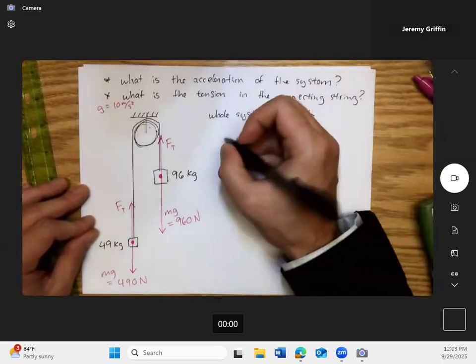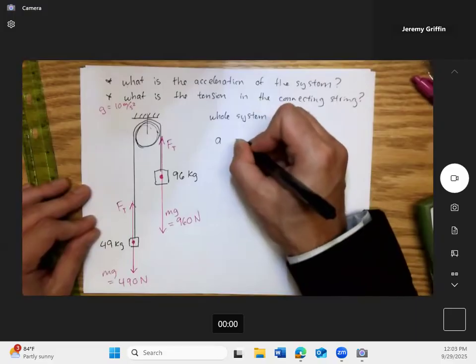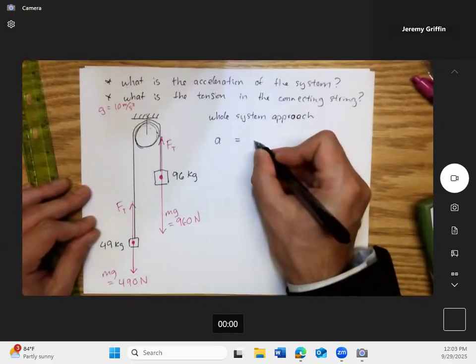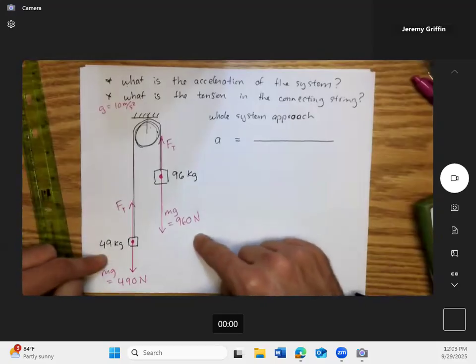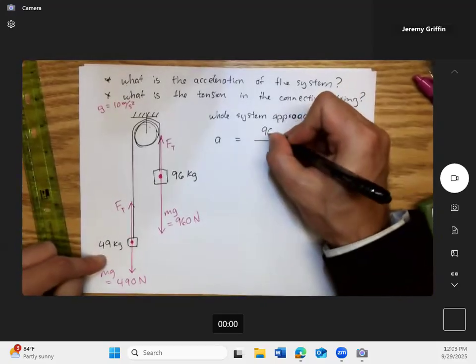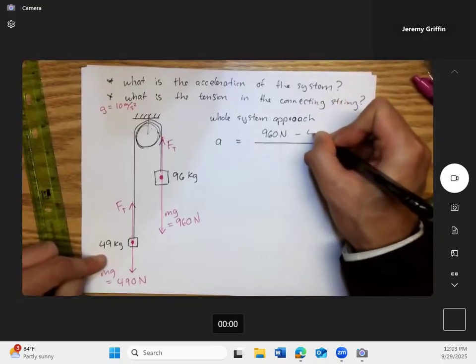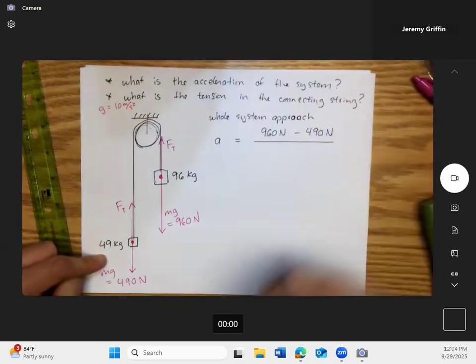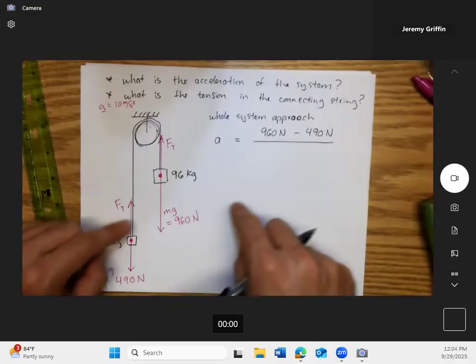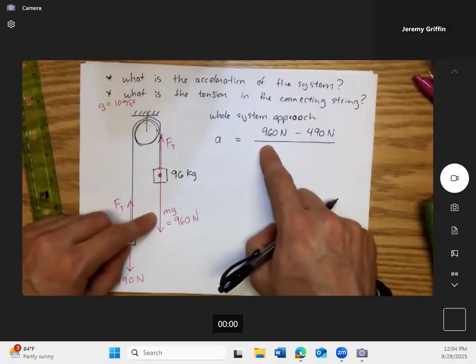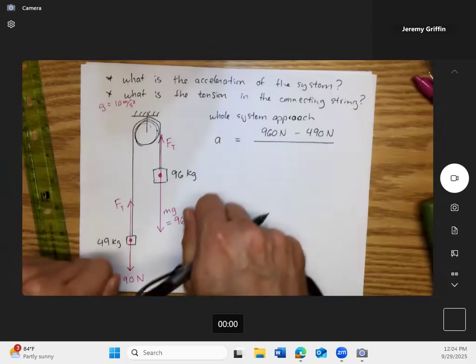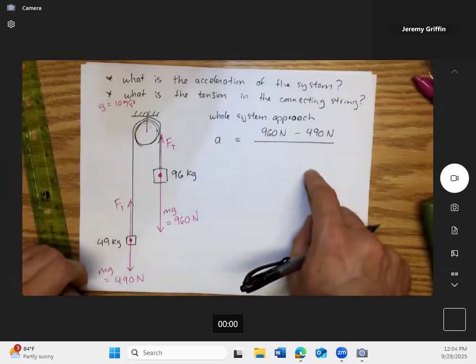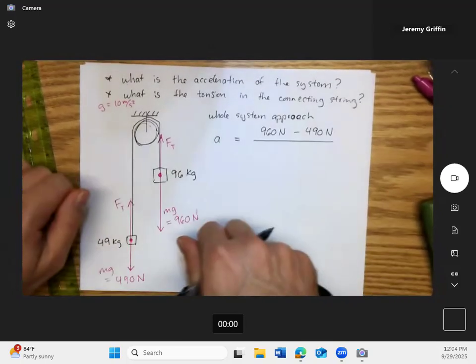From this point of view, the acceleration of the whole system would be the difference in force over the sum of mass. So what's the difference in forces? 960 minus 490 newtons. This 960 newtons says let's go clockwise. This 490 newtons says no, let's go counterclockwise. And they fight each other. Of course, the big guy's going to win, so this whole thing goes clockwise.